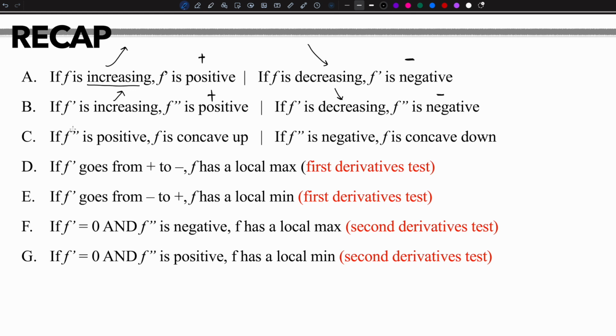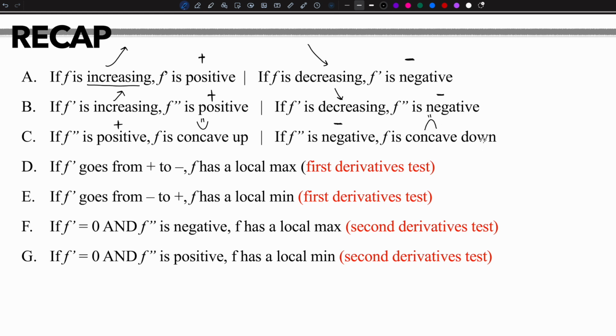Part C, if the second derivative is positive, that means the original function is concave up. Think smiley face. And if the second derivative is negative, then the original function is concave down.